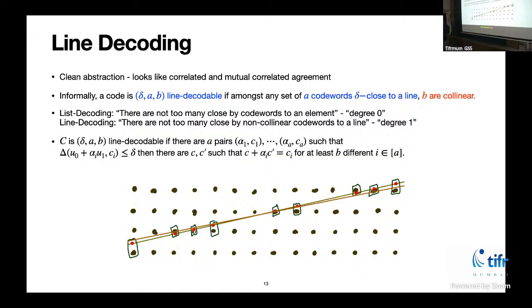So the quantification on u0, u1 is that this is true for every choice of u0, u1, which has this property that there are a pairs which are delta close, there will be c, c prime which has this property. So this is line decoding, and you can similarly define curve decoding.